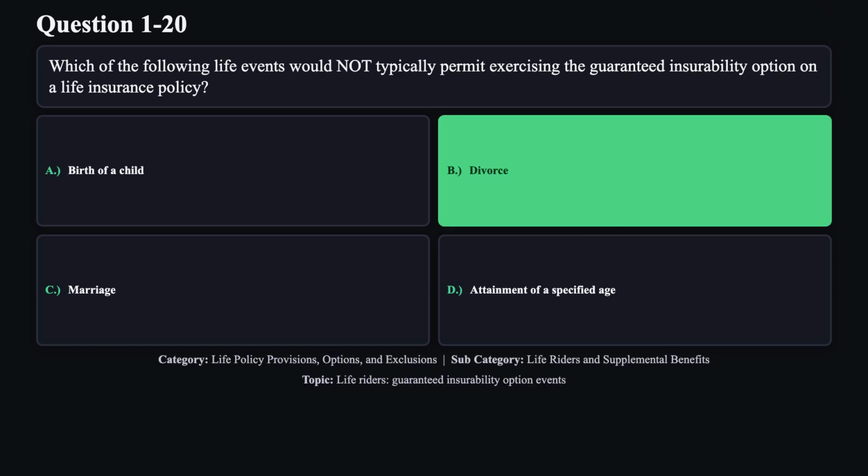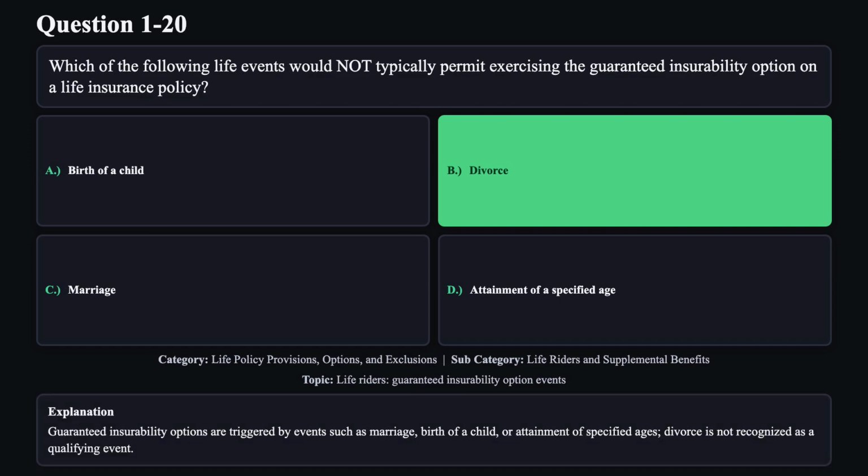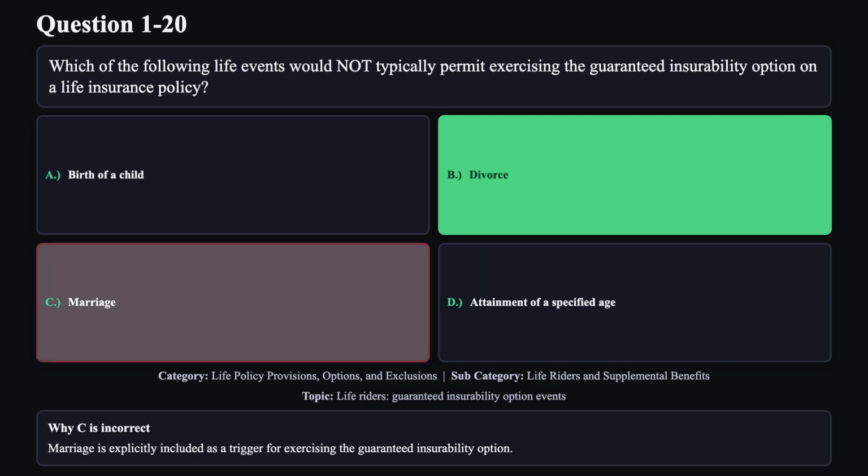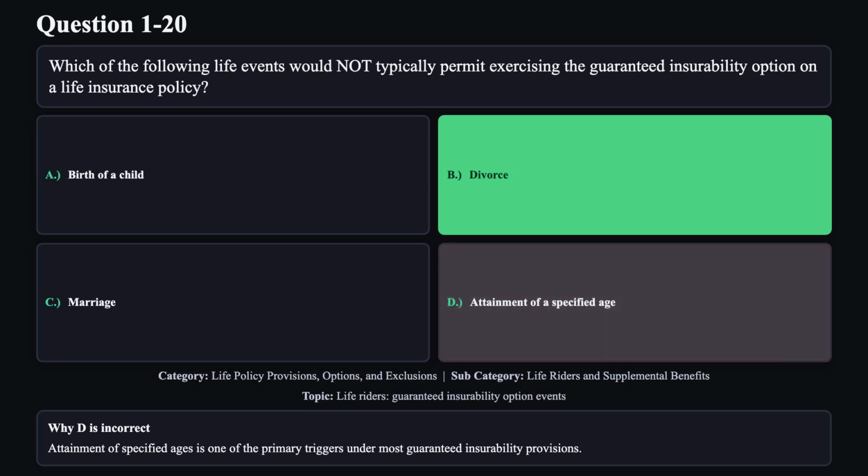The correct answer is B. Guaranteed insurability options are triggered by events such as marriage, birth of a child, or attainment of specified ages. Divorce is not recognized as a qualifying event. Reason A is not correct. The birth of a child is a standard qualifying event for exercising the guaranteed insurability option. Reason C is not correct. Marriage is explicitly included as a trigger for exercising the guaranteed insurability option. Reason D is not correct. Attainment of specified ages is one of the primary triggers under most guaranteed insurability provisions.